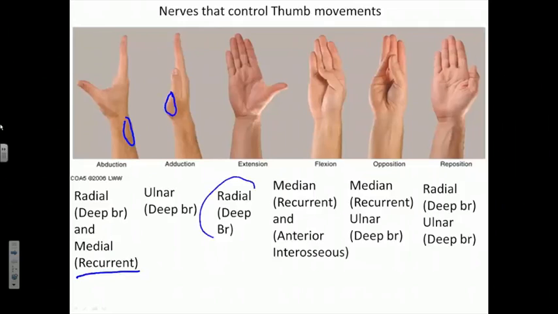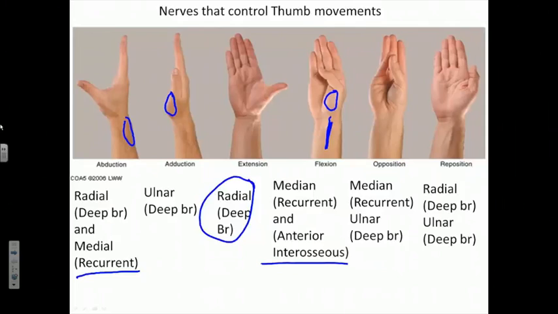Extension is entirely controlled, somewhat logically, by the deep branch of the radial nerve, which is the powerful innervator of virtually all muscles that extend at most joints, but not the interphalangeal joints of the fingers. Flexion is controlled by branches of the median nerve, the recurrent going to the thenar eminence, and an anterior interosseous branch of the median nerve serving that flexor pollicis longus.